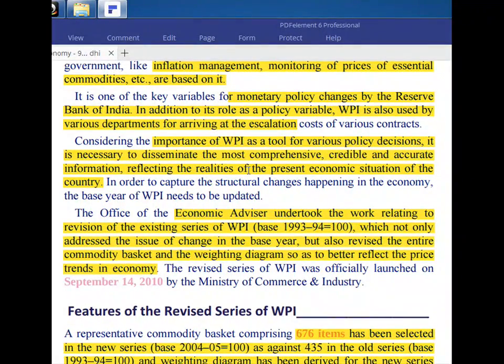Considering the importance of WPI as a tool for various policy decisions, it is necessary to disseminate the most comprehensive, credible, and accurate information reflecting the realities of the present economic situation of the country. In order to capture the structural changes happening in the economy, the base year of WPI needs to be updated.